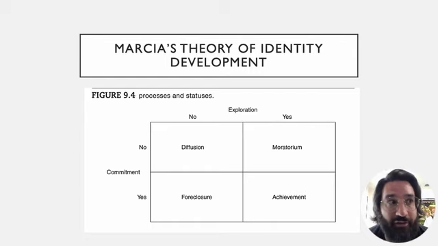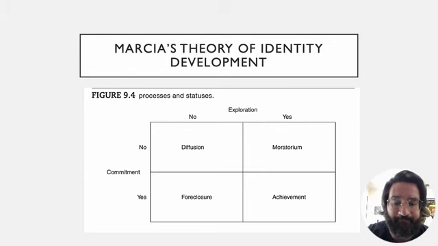Whether it's good or bad is really context specific and maybe individually specific. So I don't want you to think that achievement means that's what we should be aiming for, right? We should be exploring a lot and then committing to something. This chart here is just a way of presenting different outcomes in the process of forming some sort of personal identity, okay?